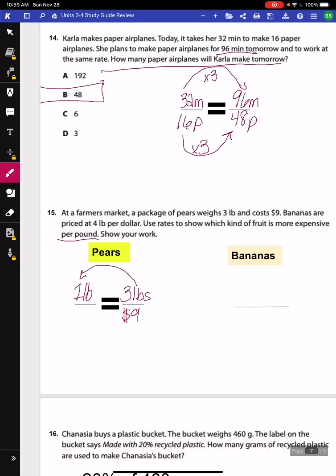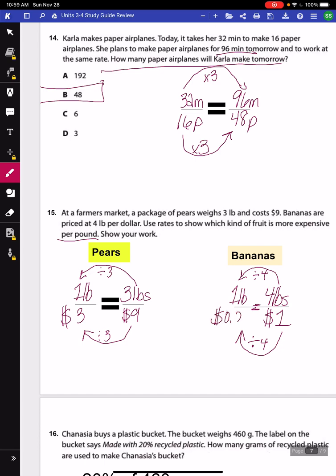So what do I do to 3 to get 1? Divide by 3. What do I do to the top? Got to do the bottom. So 9 divided by 3 gives me $3 per pound. And then bananas, it gives us 4 pounds for $1. Now, I want to know the price for 1 pound, not $1. So what do I do to 4 to get 1? Divide by 4. What do I do to the top? Do the bottom. Well, $1 divided by 4 gives me 25 cents per pound. So, which kind of fruit is more expensive per pound? Pears are more expensive.